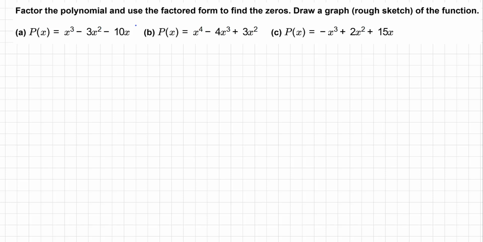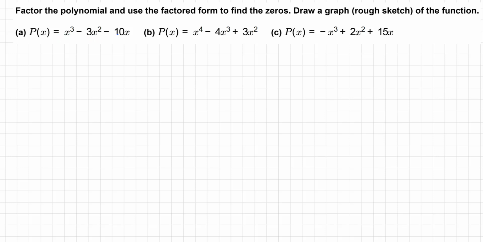Factor the polynomial and use the factored form to find the zeros. Draw a rough sketch of the function. So in part A we have a degree 3 polynomial, so we need to factor and then find the zeros.